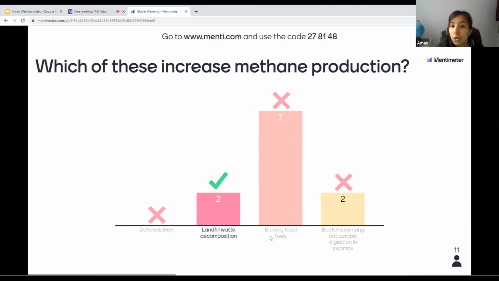Burning fossil fuels does not release methane, that releases carbon dioxide. So you remember the classic combustion reactions that we do when we react our hydrocarbons with oxygen, we produce carbon dioxide and water if it's complete combustion, and if it's not, we produce some type of carbon compound. And this one again is partially correct, but the word that's wrong is aerobic. It should be anaerobic digestion. So bacteria do carry out digestion in swamps, and that does release methane, but specifically it has to be anaerobic, because aerobic digestion, which means with oxygen, does not release methane.